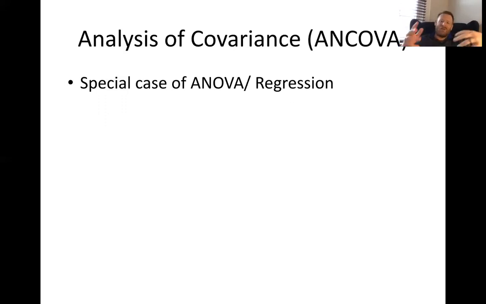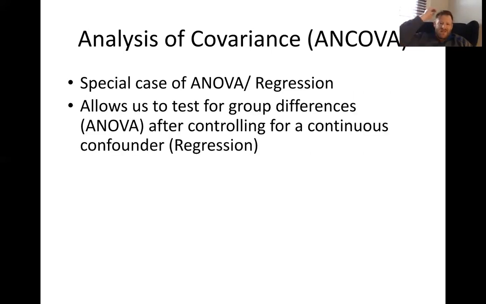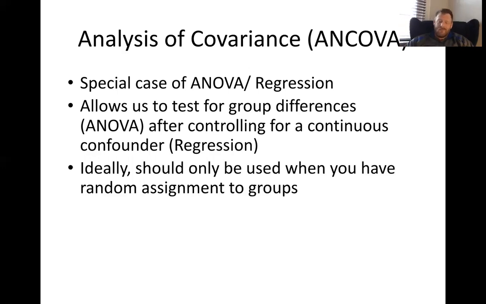This is actually kind of a special case of ANOVA and regression. It's kind of like the perfect union of ANOVA and regression in some ways, and it can be really useful. So what an ANCOVA model allows us to do is test for group differences. And anytime you hear group, right, ANOVA, categorical variables should be kind of pinging in your head. So it allows us to test for group differences after controlling for a continuous confounder. And that is regression, right? The idea of variable control, or controlling for a continuous variable, is very much a regression concept.